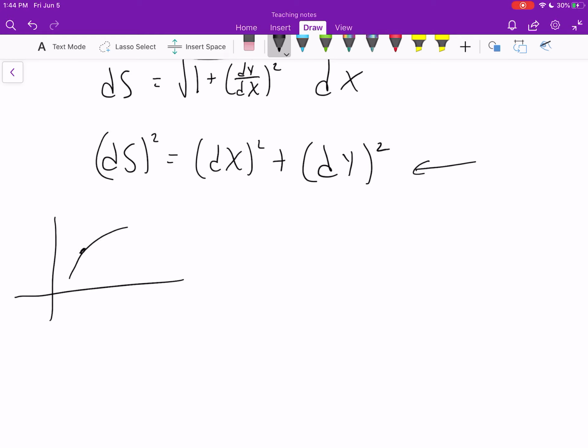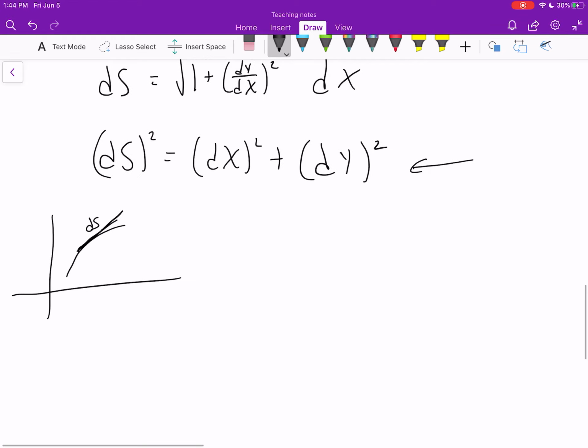So differentials have something to do with the tangent line here. So ds is interpreted as being the length of this line here, and then dx and dy would be this. And so you have the Pythagorean theorem giving you this formula that I just wrote down.